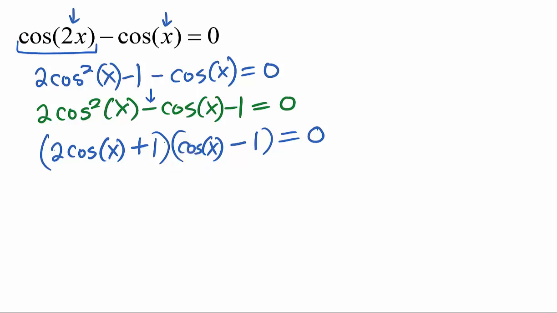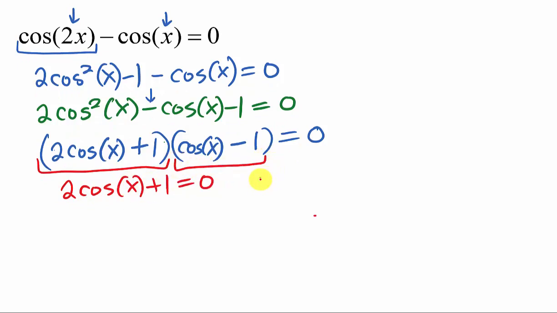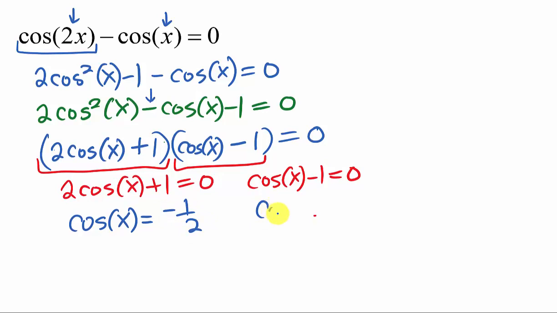Now I'm going to use the zero factor property that says when you multiply two factors together and they equal 0, either the first factor has to equal 0 or this factor has to equal 0. So cosine x minus 1 has to equal 0. Now I am going to solve each of these for cosine x. So in the first one, cosine x equals negative 1/2. And in the second one, cosine x equals 1.